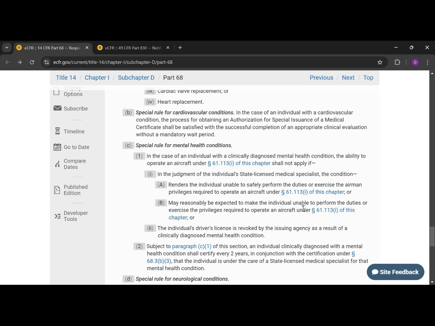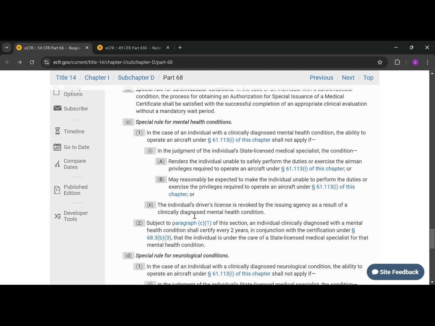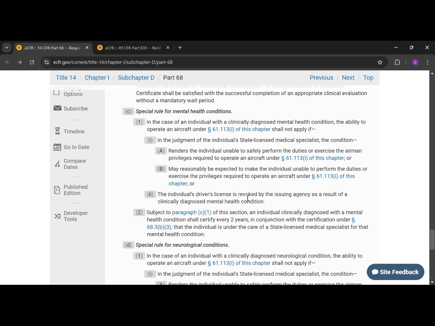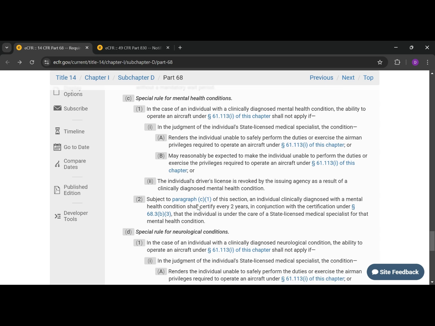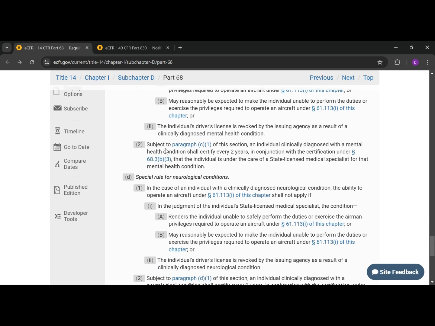expected to make the individual unable to perform the duties or exercise the privileges required to operate an aircraft under 61-113 of this chapter, or the individual's driver's license is revoked by the issuing agency as a result of a clinically diagnosed mental health condition. Subject to paragraph C1 of this section, an individual clinically diagnosed with a mental health condition shall certify every 2 years in conjunction with the certification under 68-3B3 that the individual is under the care of a state licensed medical specialist for that mental health condition.